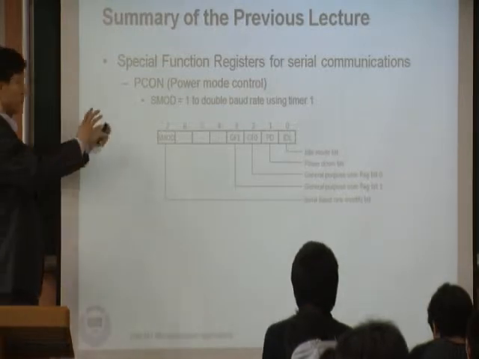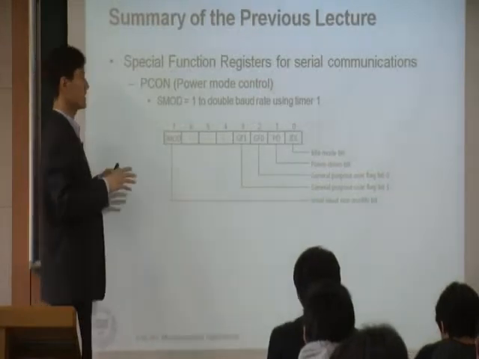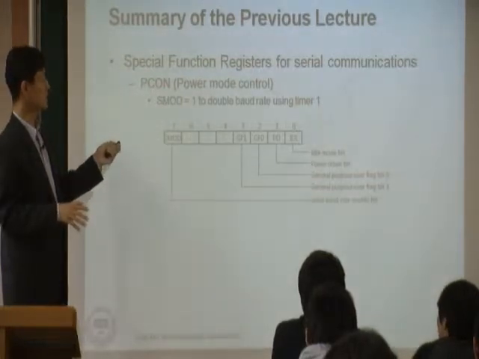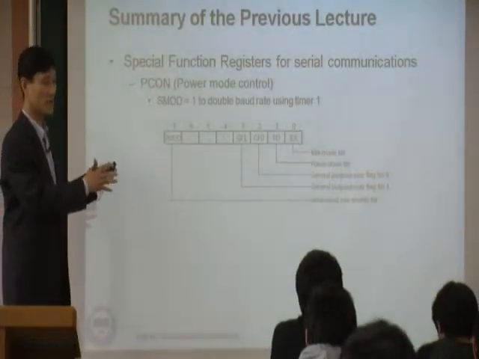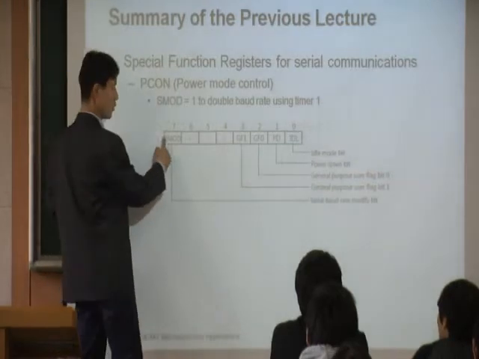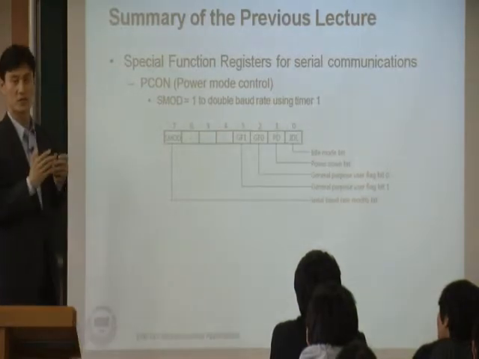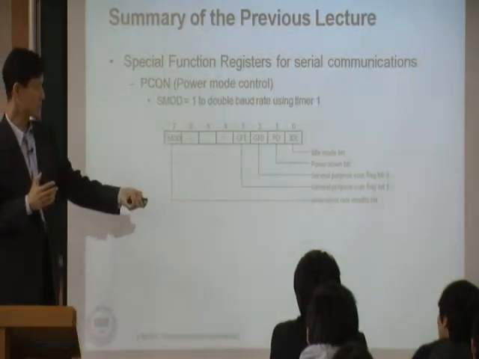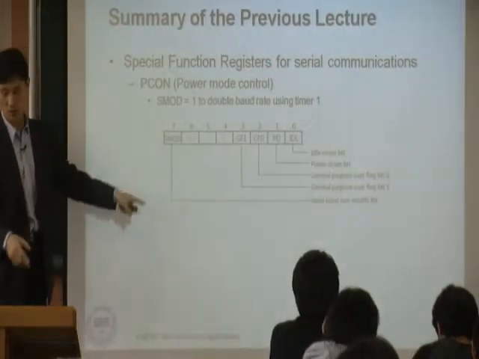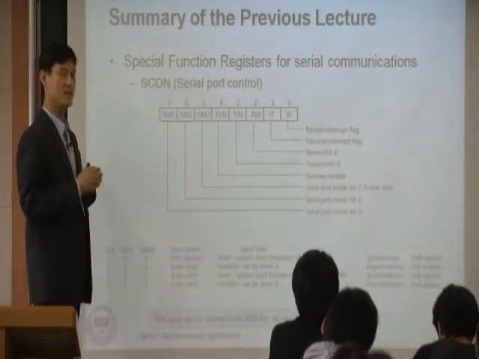Now, there's another register called PCON, Power Mode Control. It sounds like PCON has nothing to do with serial communications, because this register is related to another hardware block, the power mode control block. However, one bit here, the MSB, is actually related to serial communications. Here the SMOD, this is a serial baud rate modified bit. The reason that only one bit goes to this register is that in this register we have only 8 bits, but I need 9 bits.